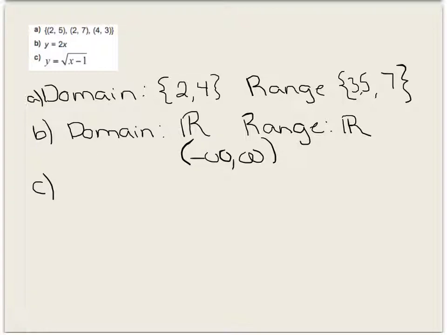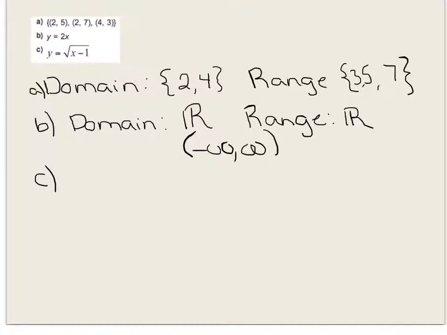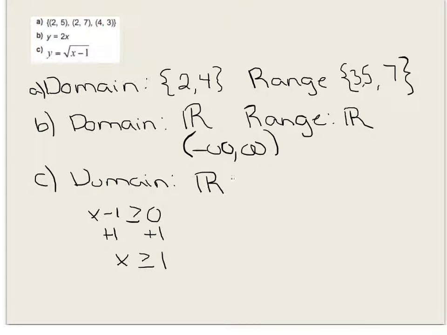C is not quite the same thing. This one has a square root in it. Remember, there's no such thing as a square root of a negative number. So we can write x minus 1 has to be greater than or equal to 0. It can't be negative. So then when I add 1 to both sides, I get x is greater than or equal to 1. And so my domain is all real numbers such that x is greater than or equal to 1.